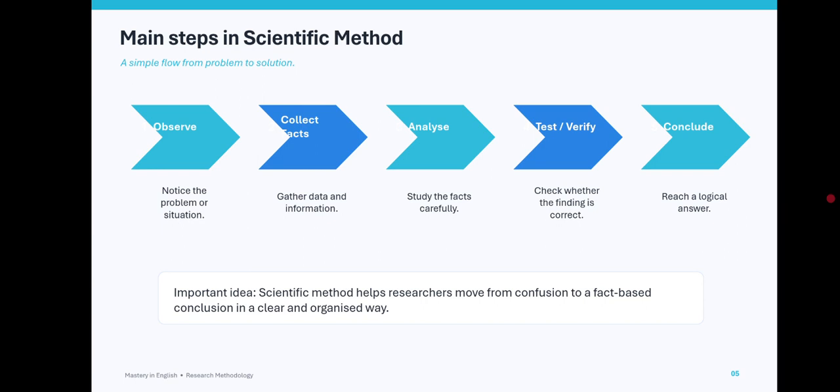Next we have the importance of scientific method. It improves the research accuracy. It helps to solve the problem logically. It also provides reliable results and it reduces errors and confusion. And in addition to that, it also improves decision making.